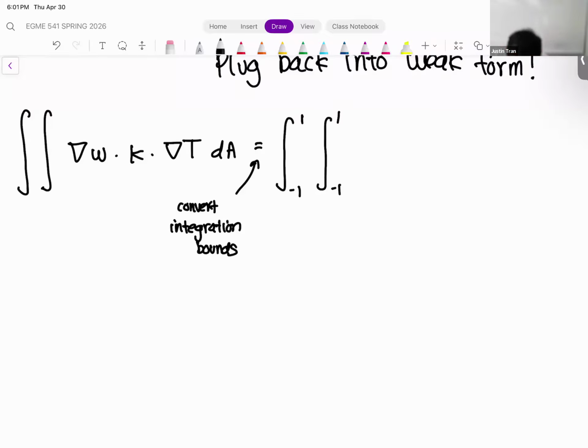All right, and then we're still going to have our shape, or we're going to still have our gradients, and so we're going to plug those in for those next, right? But right now, this gradient of W, gradient of T, those are still in the physical domain, but that's okay. And remember, when we're converting our integration bounds in 2D, our conversion factor is the determinant of the Jacobian.